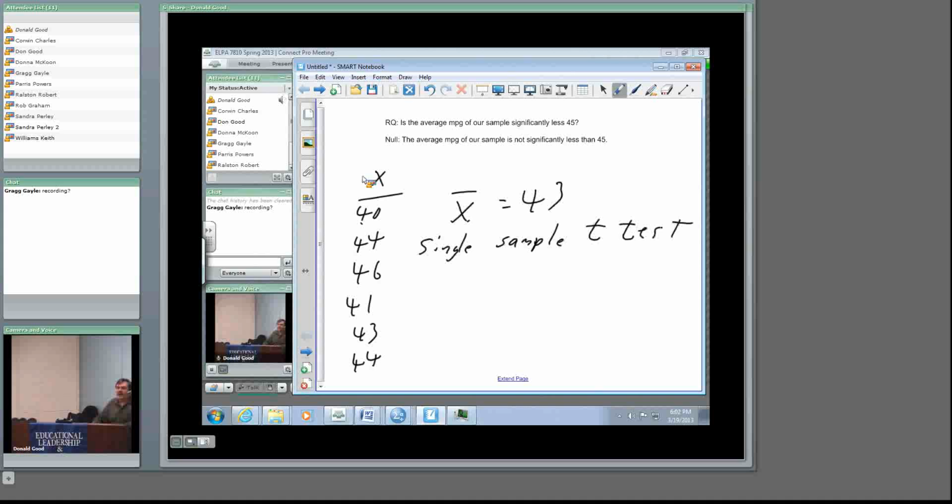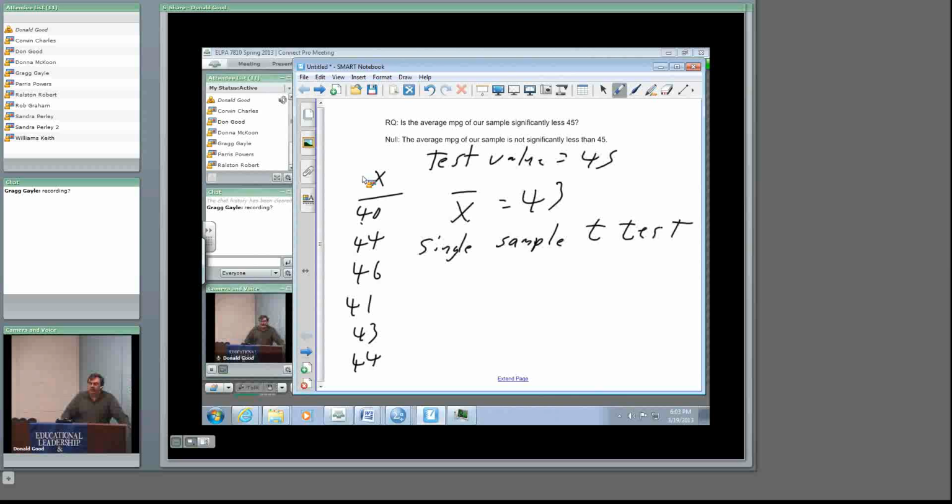A single sample t-test. Why do you suppose it's single sample? Because it's only got one sample. So what I'm doing is comparing the average of data from that sample with what we call a test value of 45. There's our test value.